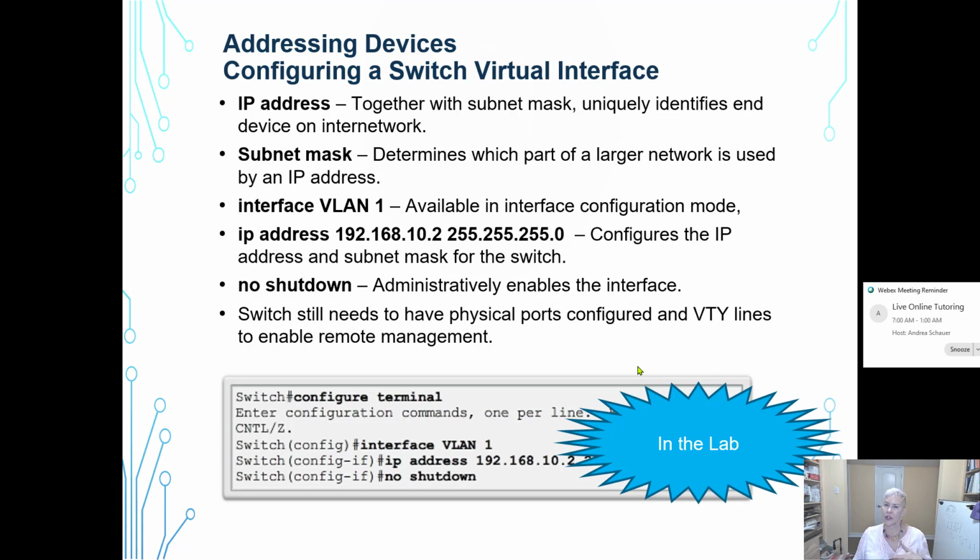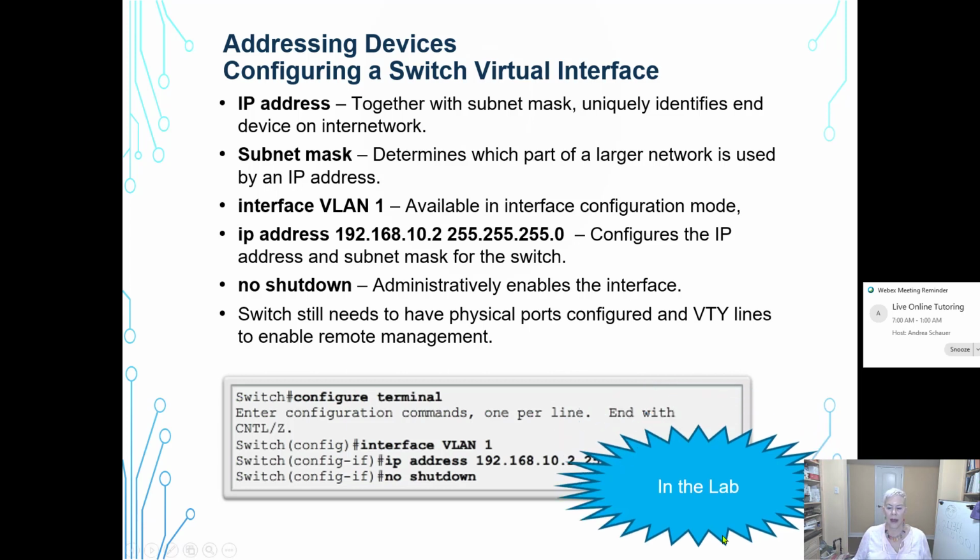A switch, on the other hand, doesn't automatically have an IP address. And the reason is because a switch functions at layer 2 of the OSI model. The OSI model is something we talk about in Module 3. And it uses MAC addresses, not IP addresses. We have to learn how to give the switch an IP address.